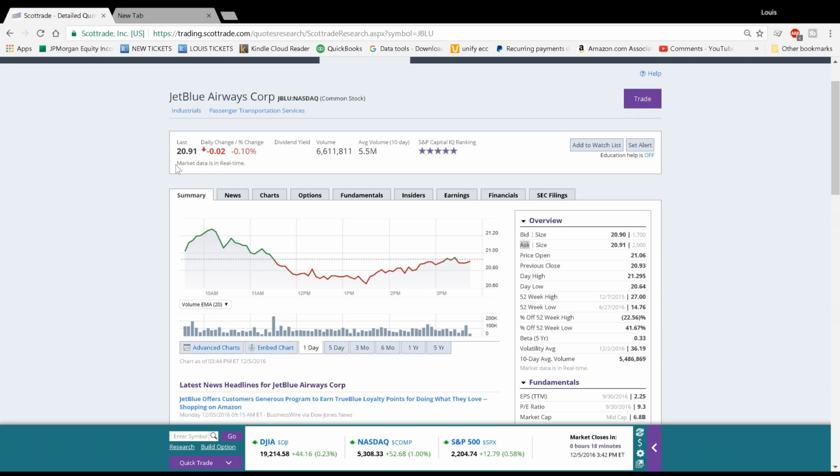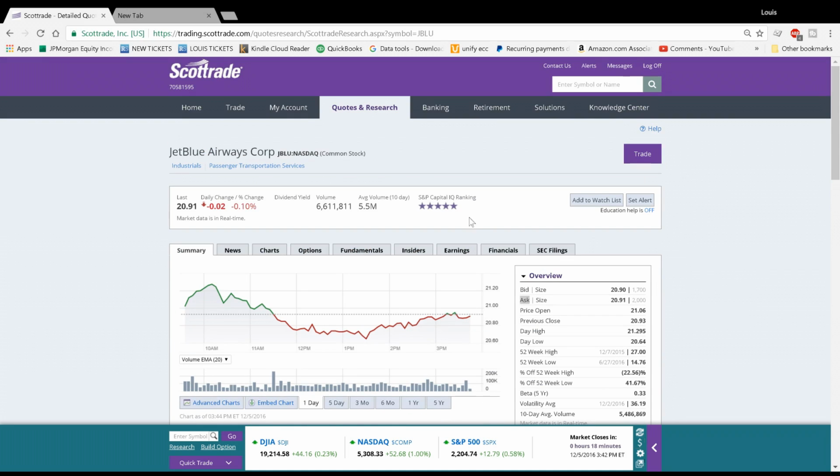So let's go over what's on screen over here. I want to draw your attention to three attributes right now. So ignore all this other stuff, and let's just focus on three things right now. The price of the stock right now, which is $20.91 per share. The second thing I want you to focus on is the bid.